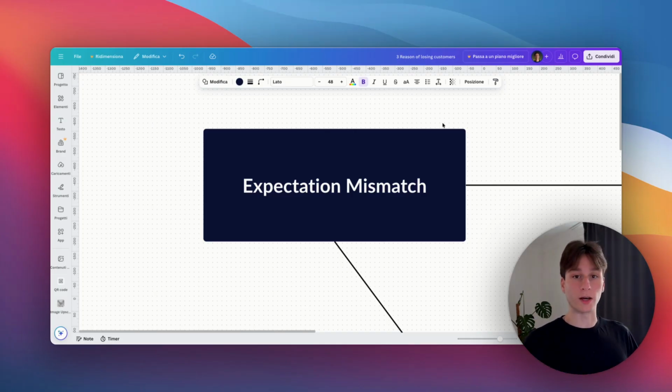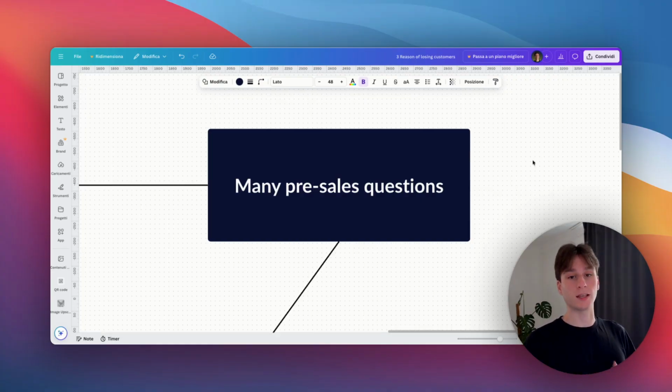There were too many variations, and she was looking for a solution because customers couldn't imagine. If you do that, it's like you're asking a potential customer to expend a lot of energy and imagine how that product of yours would be. And that's why it comes to the second reason, which is they have many pre-sales questions.